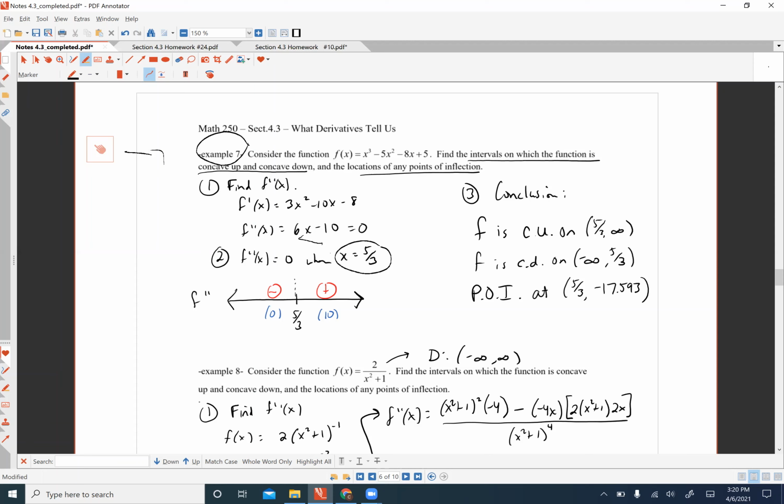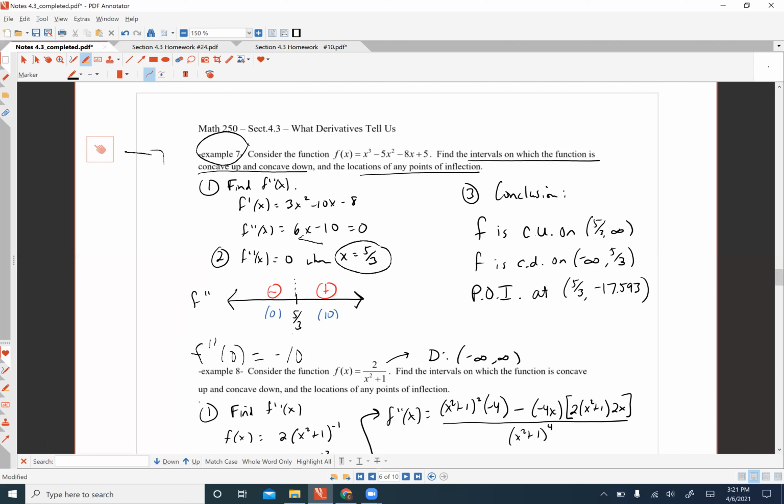So where is the second derivative positive and where is it negative? You can just take 1 point on each side. 5/3 divides the real number line into 2 pieces, and all you have to do is take one number on either side and evaluate the second derivative. So you plug in 0, which is to the left of 5/3. f double prime of 0 is -10. So it's negative, and that means it has to be negative everywhere to the left of 5/3.